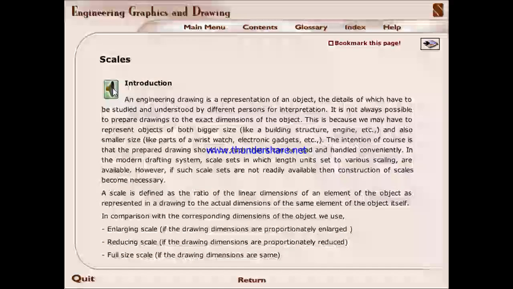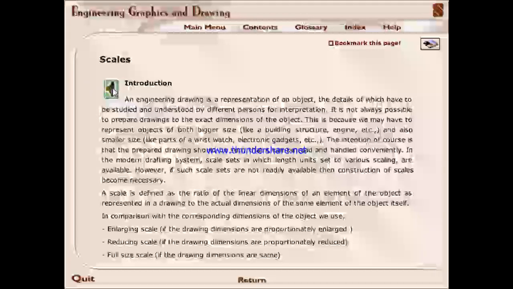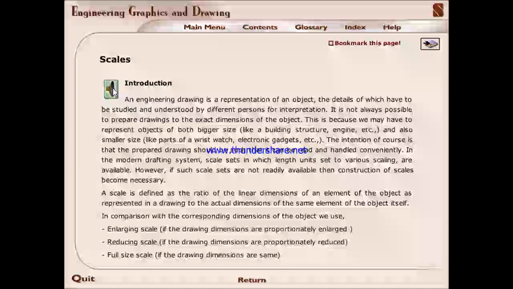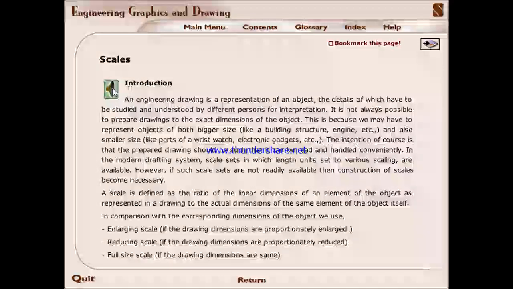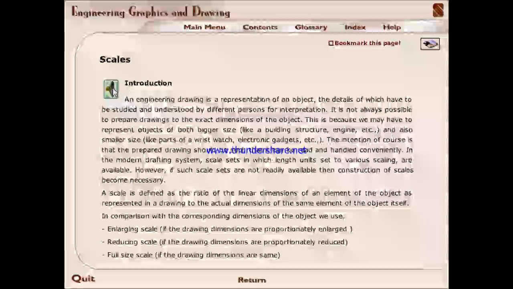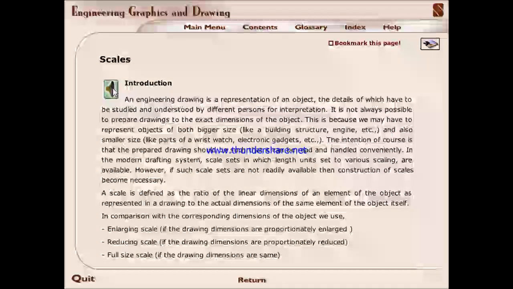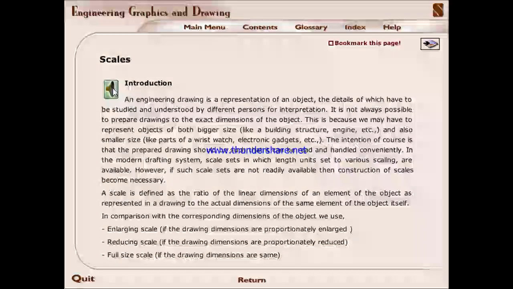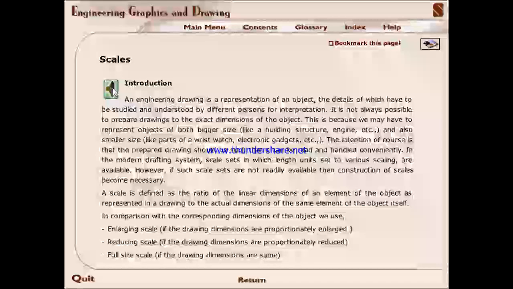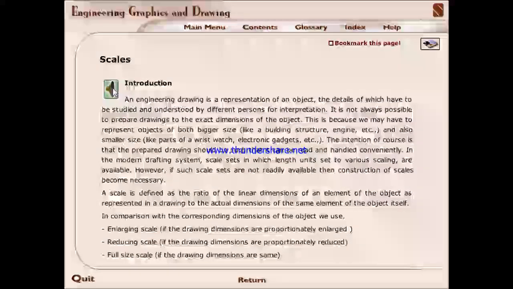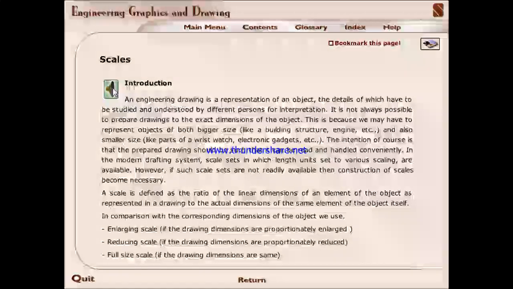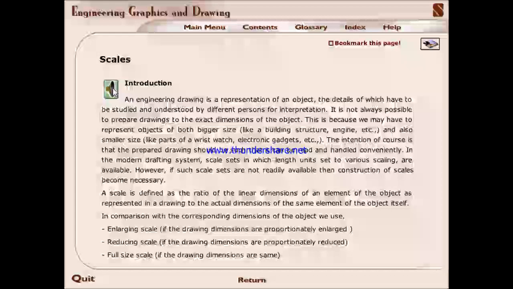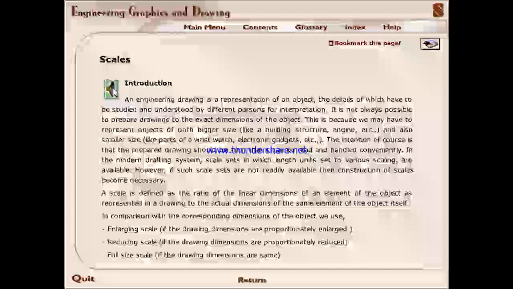In the modern drafting system, scale sets in which length units are set to various scaling are available. However, if such scale sets are not readily available, then the construction of scales becomes necessary. A scale is defined as a ratio of linear dimensions of an element of the object as represented in a drawing to the actual dimension of the same element of the object itself. Enlarging scale if the drawing dimensions are proportionately enlarged. Reducing scale if the drawing dimensions are proportionately reduced. Full size scale if the drawing dimensions are the same.